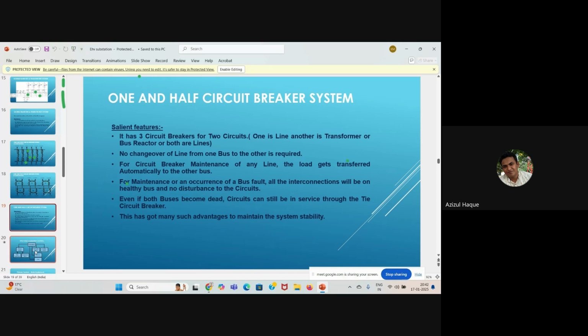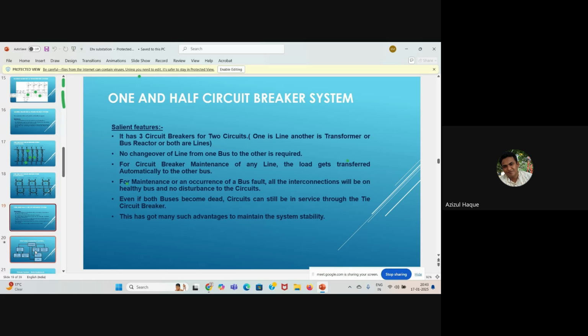But here we can make uninterrupted power supply to both the feeders. Suppose there is a problem in two circuit breakers of two different feeders. In that case also, we can make uninterrupted power supply to both the feeders. How? Let me tell you.